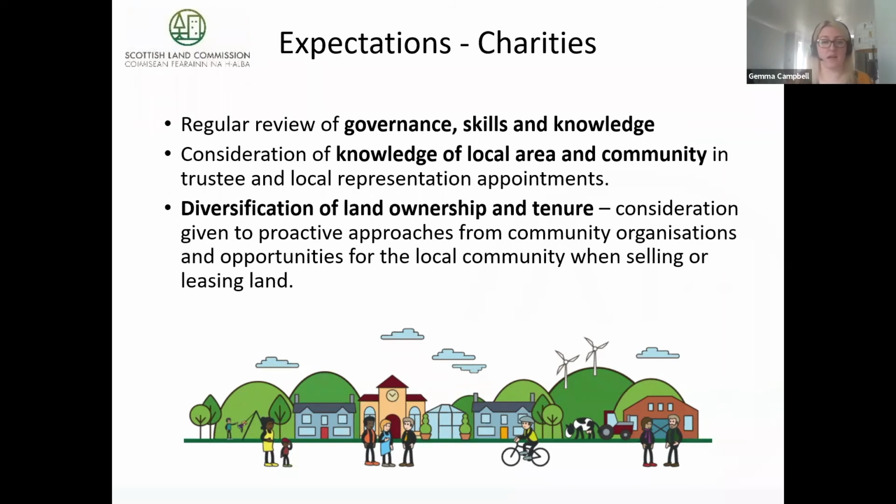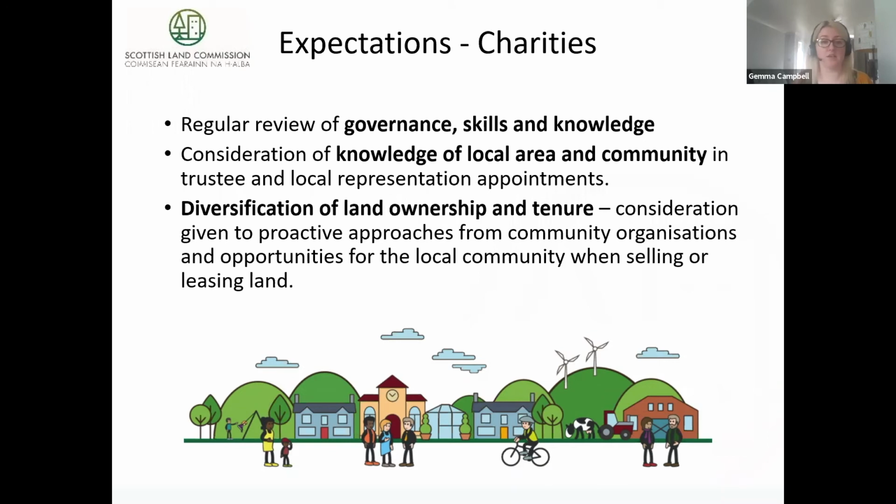And it is something that's picked up. Oscar have got some great guidance on their website. They cover some of the things we were talking about earlier about appointment of trustees. They cover how you should do that and having an induction process and regular training. So do check out Oscar's website. Again, we recommend consideration of knowledge of the local area and community being given when you're making trustee appointments.